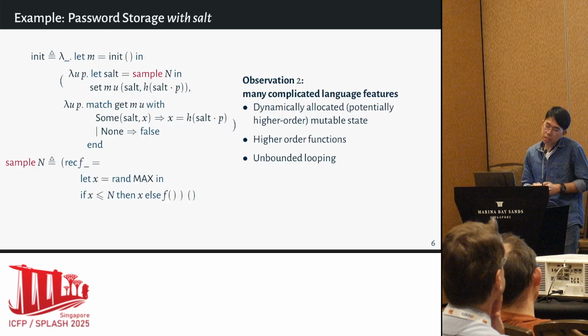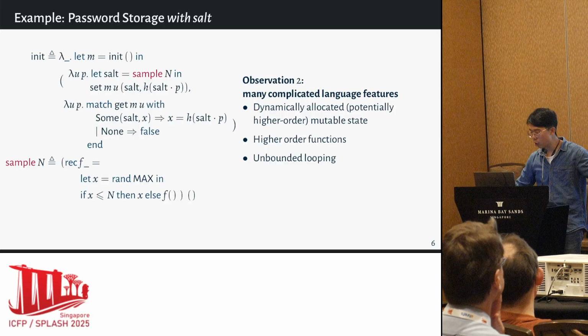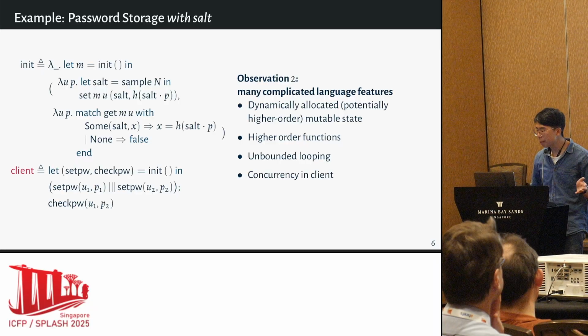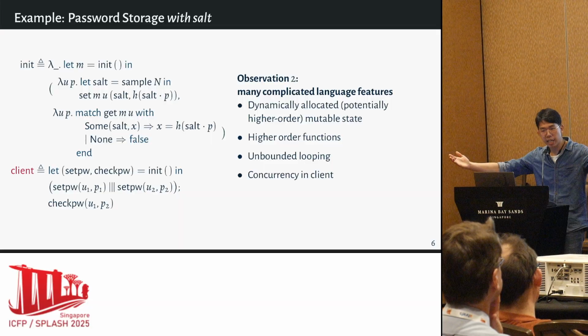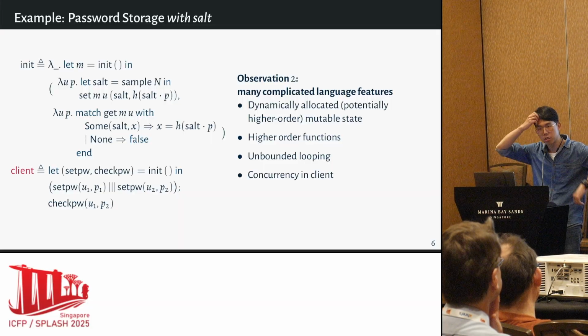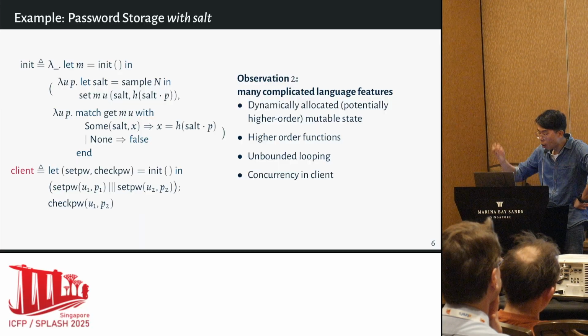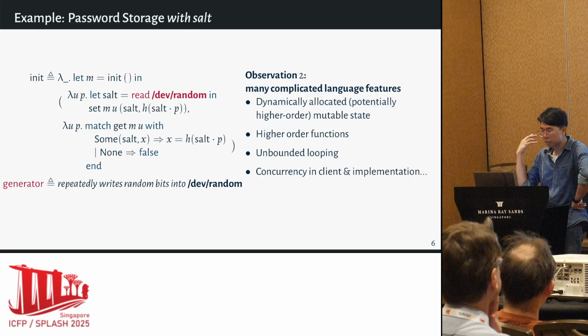Maybe the clients of this server are scattered all across the world and they might send requests at the same time, so we might need to be able to reason about concurrency on the client side, where requests are sent to the server at the same time. But there might also be concurrency in the implementation.